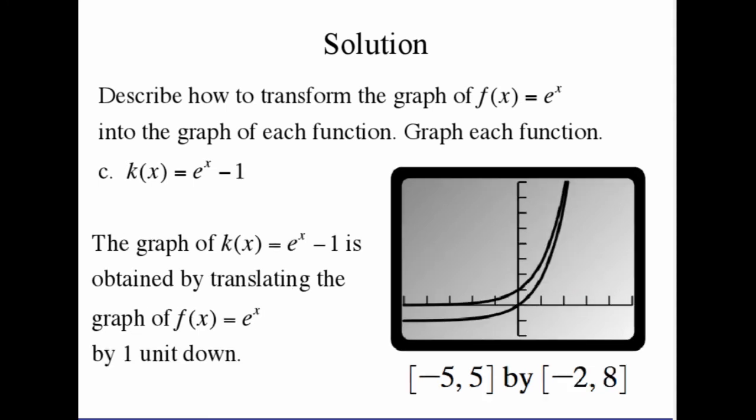And here we have a translation down 1 unit. We are taking the function e to the x, and in our new function k of x, we are subtracting 1 from those function values, so everything gets translated down 1 unit.